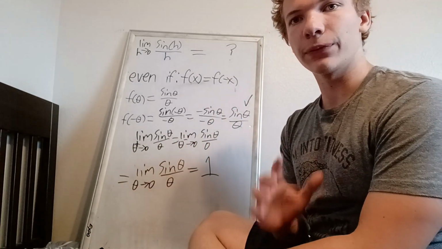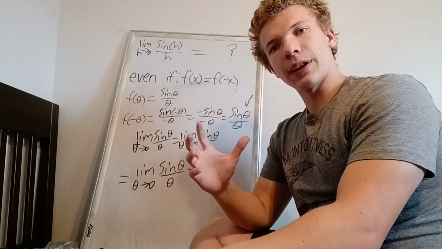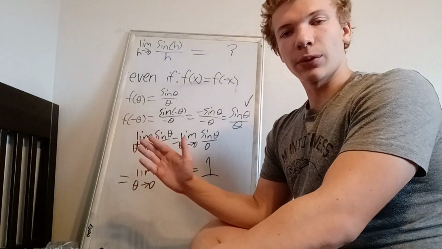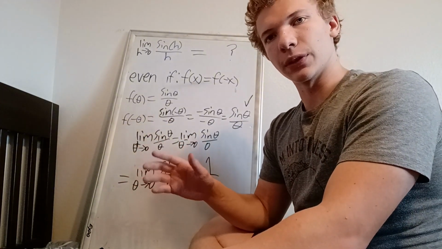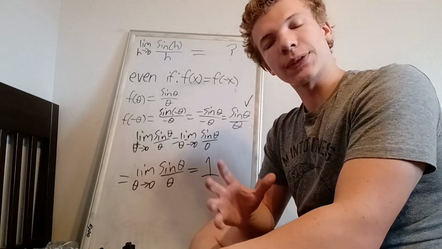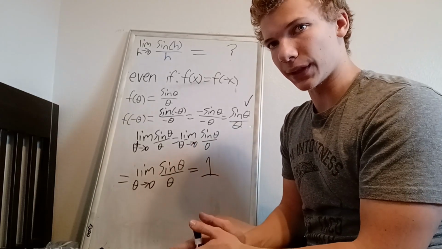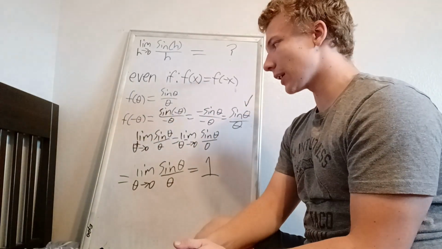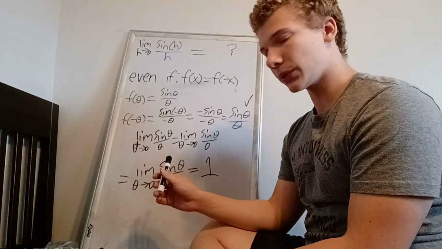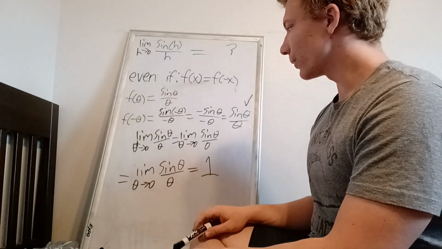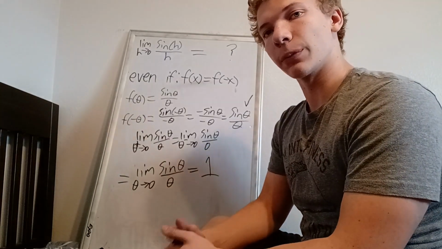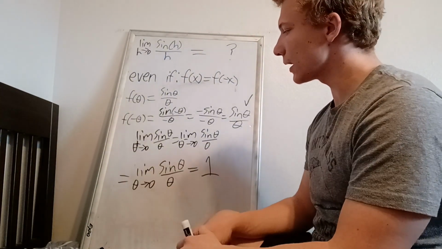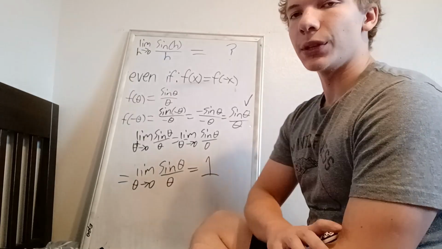Now, for any even function, the limit as x, or theta, or whatever the input is, approaches 0 from the positive direction is going to be equal to the limit as it approaches 0 from the negative direction. In other words, the limit as it approaches 0 is going to exist, and in this case, we showed that the limit as theta approached 0 from the positive direction is 1. That's equal to the limit as theta approaches 0 from the negative direction, and therefore the limit as theta approaches 0 of sine theta over theta is equal to 1.